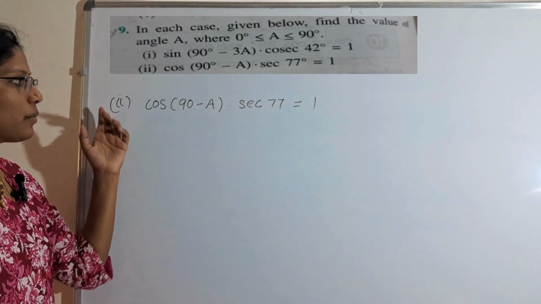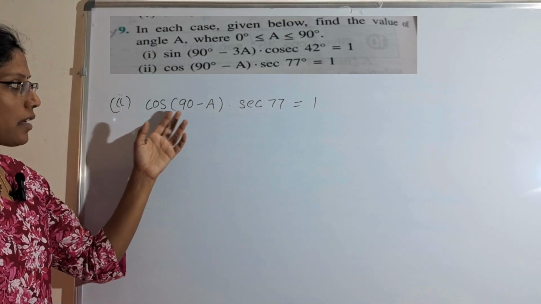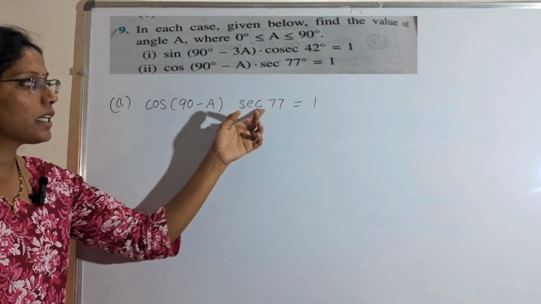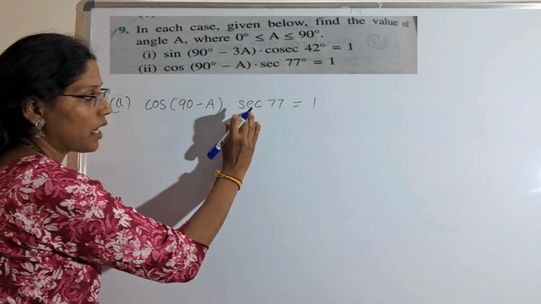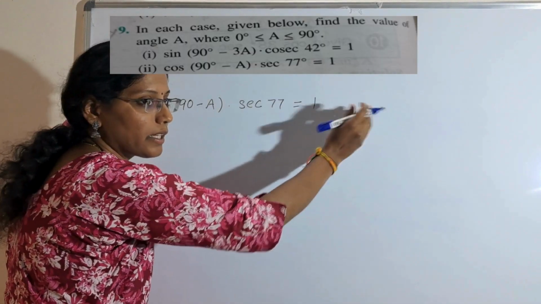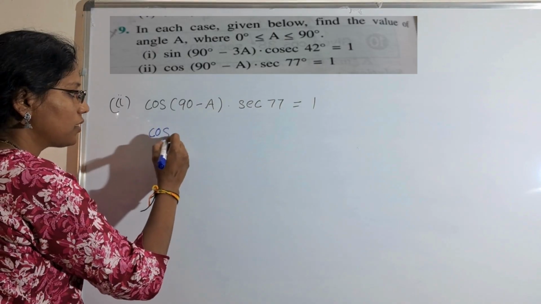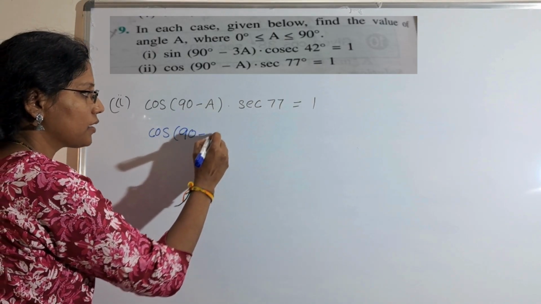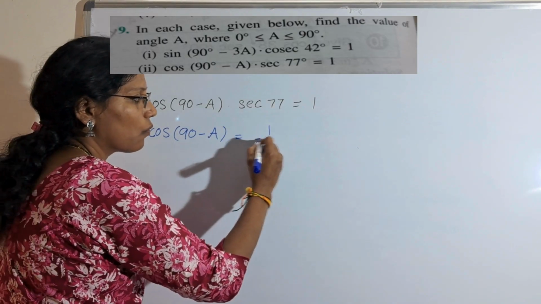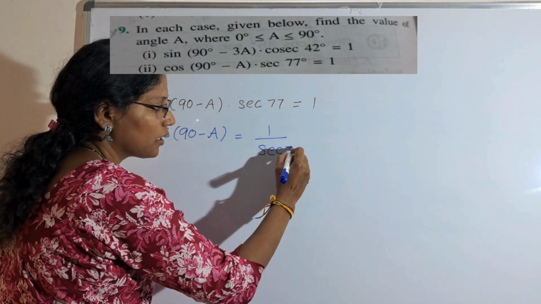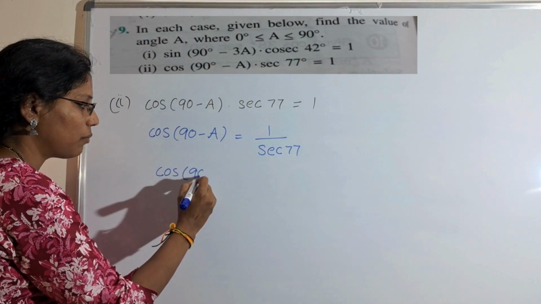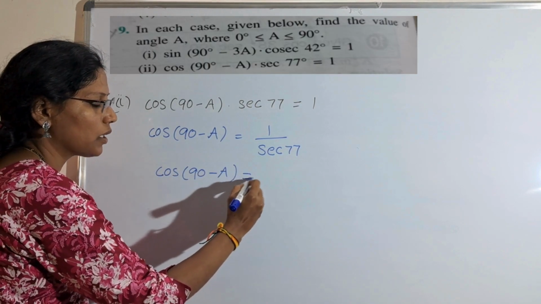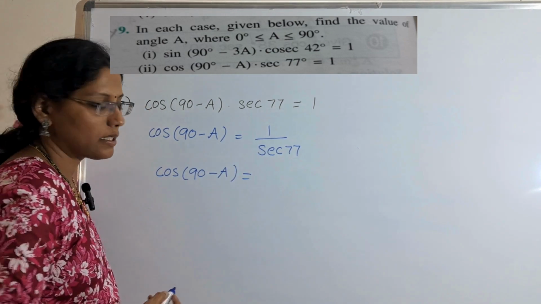Next problem, number 9, the main second problem. Here cos 90 minus a into secant 77 equal to 1. We have to find the value of a. First we have to shift secant 77 to the right side. Cos 90 minus a is equal to 1 by secant 77.